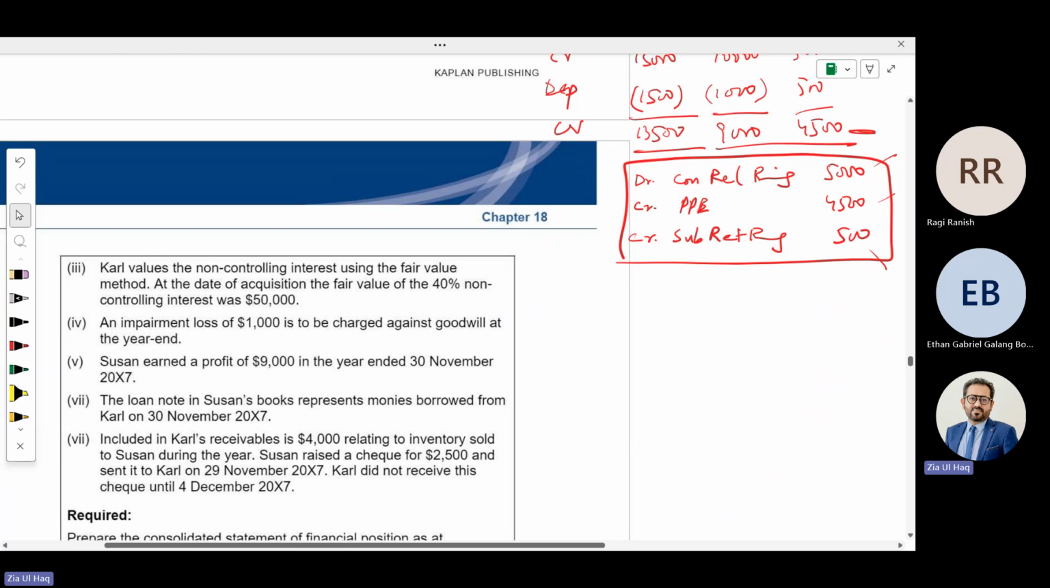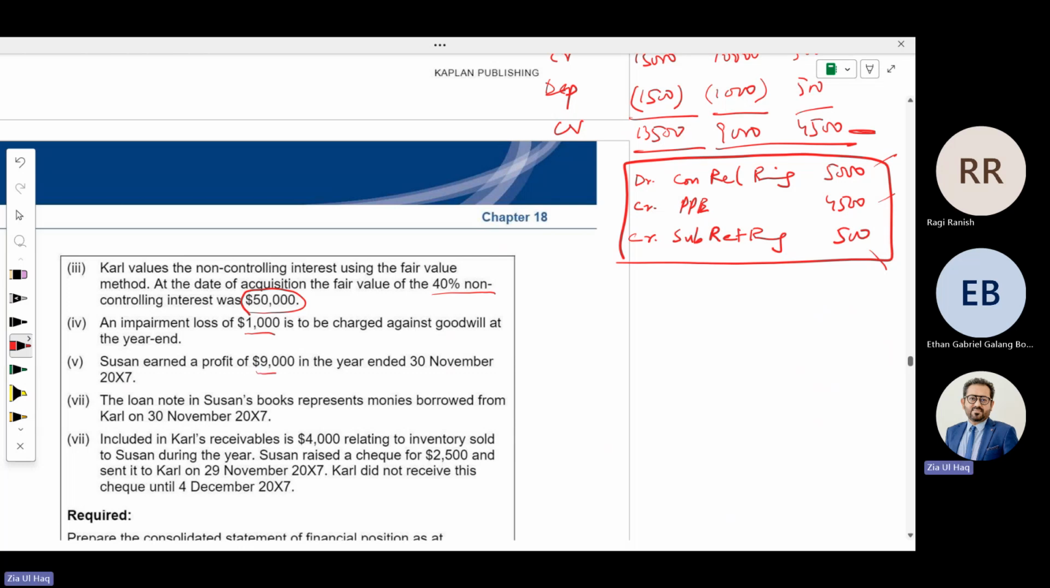Carl company values the non-controlling interest using the fair value method. And if there is any impairment, that should also be deducted from non-controlling interest calculation and retained earning calculation. At the date of acquisition, the fair value of a 40% non-controlling interest was 50,000, and it is normally given in the question. This we need to use while calculating goodwill figure. An impairment loss of 1,000 is to be charged against goodwill. That we need to deduct from goodwill. And 60% of this will be deducted from retained earning calculation, 40% from non-controlling interest calculations, because company is using fair value method.